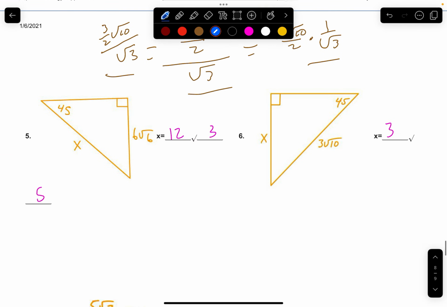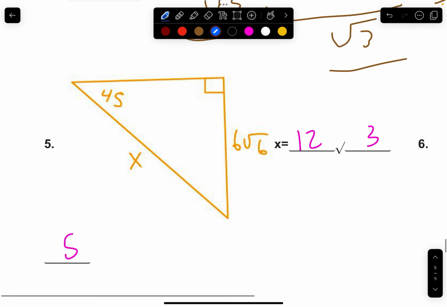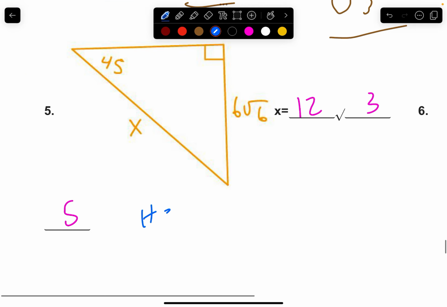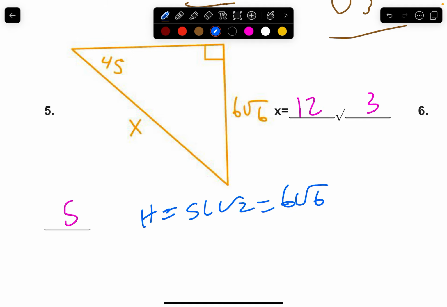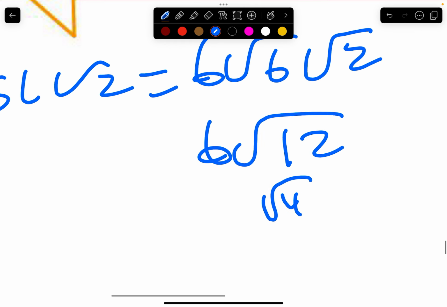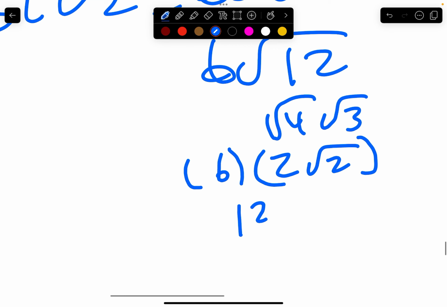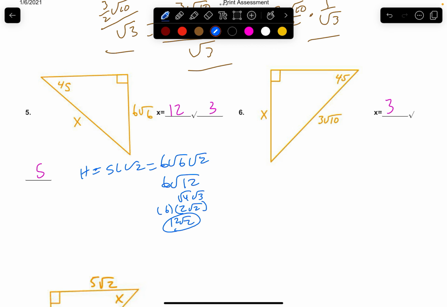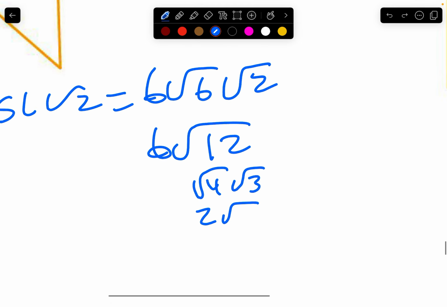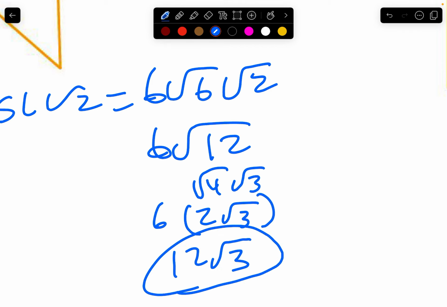All right, moving forward. 45, 45, 90. I want the hypotenuse, which equals the short leg times root 2, which would be 6 root 6 times root 2, which is 6 root 12. But root 12 is root 4 times root 3. That's 2 root 3. Don't forget the 6 in front. Nope, I messed up. That's a 3. Root 12 is root 4 times root 3, that's 2 root 3. Oh! Don't forget there's a 6 in front. 12 root 3. There it is.